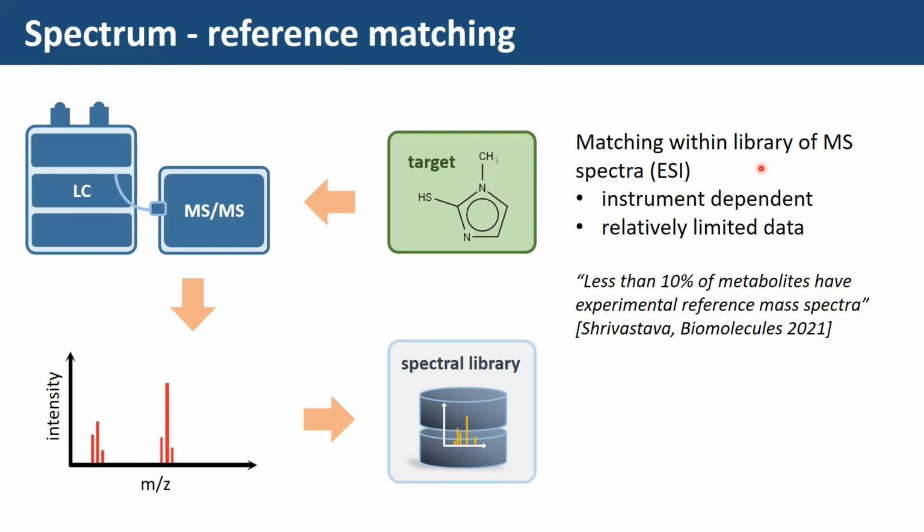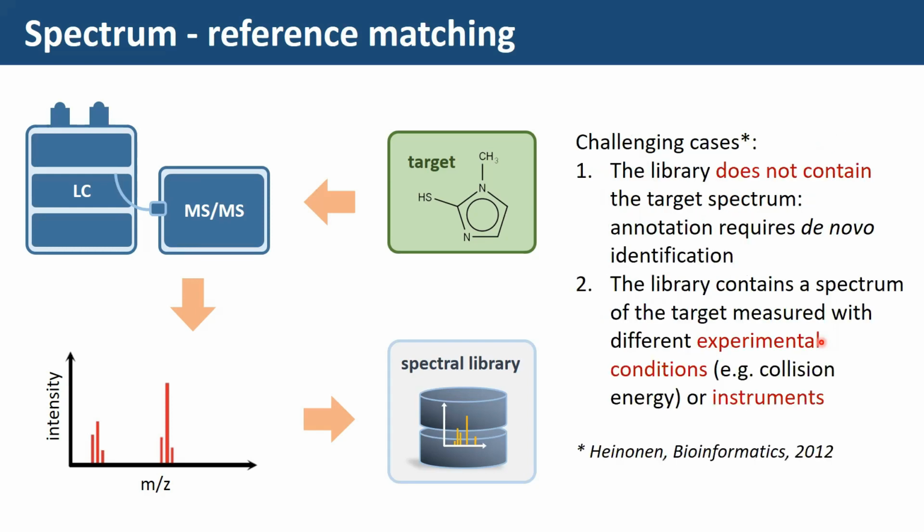Okay, there are some issues because these spectral libraries are relatively limited, and they also depend on the type of instrument, okay? I found this data in a paper published a couple of years ago: less than 10% of metabolites have experimental reference mass spectra, okay? So which is the issue?